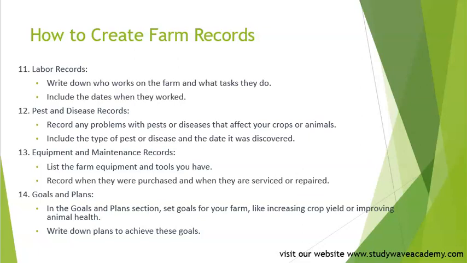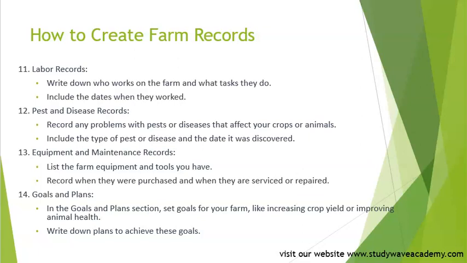Pest and disease record. Record any problems with pests or diseases that affect your crops or animals, including the types of pests or diseases and the date it's discovered. Equipment and maintenance record. List the farm equipment and tools you have. Record when they were purchased and when they are serviced or repaired.